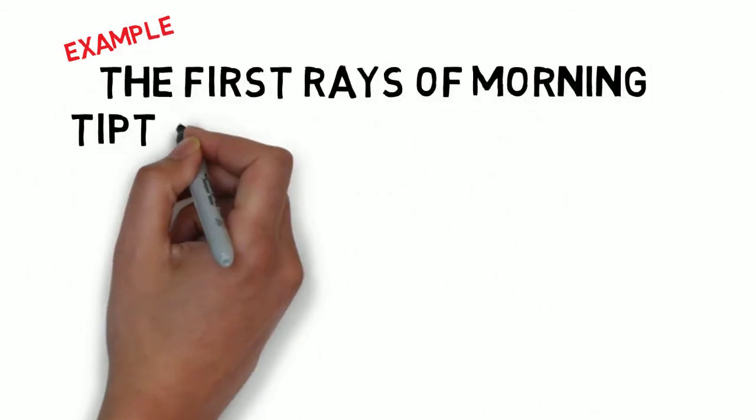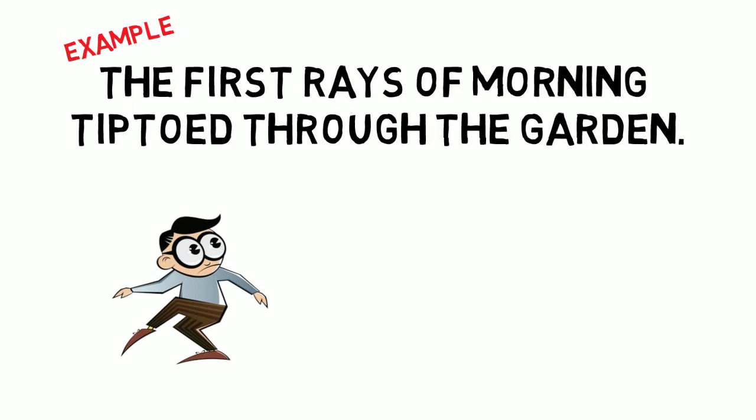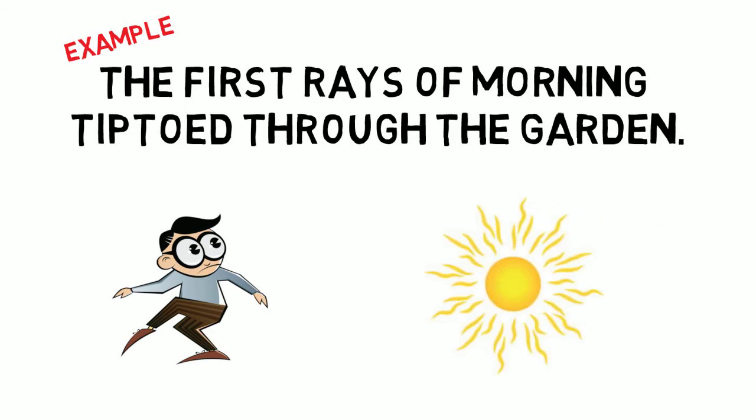Now let's take a look at the following example. The first rays of morning tiptoed through the garden. Tiptoed is the human action being used to describe the first rays. It is obvious the sun's rays aren't actually tiptoeing. Tiptoeing is something a person does, therefore making this phrase an example of personification.